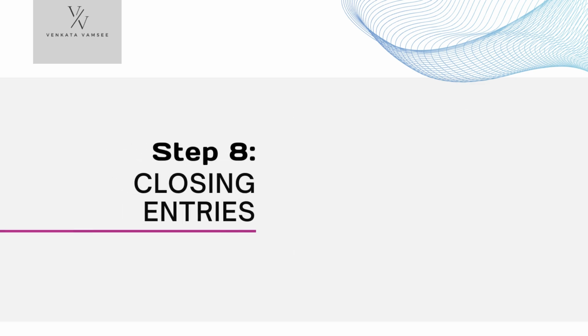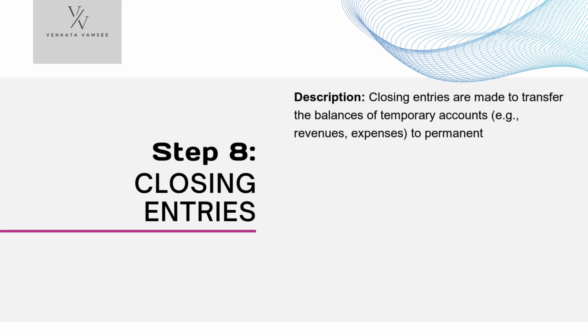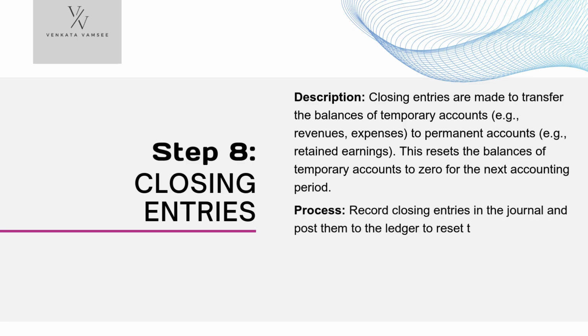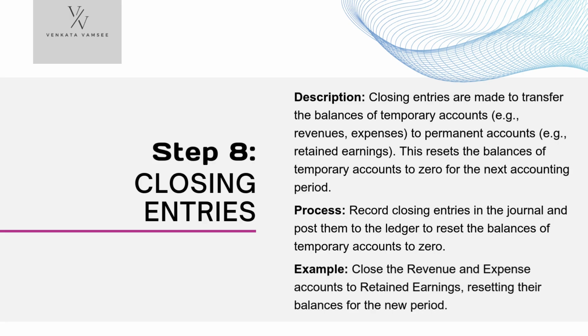Step 8. Closing entries. Description. Closing entries are made to transfer the balances of temporary accounts, e.g., revenues and expenses, to permanent accounts, e.g., retained earnings. This resets the balances of temporary accounts to zero for the next accounting period. Process: record closing entries in the journal and post them to the ledger to reset the balances of temporary accounts to zero. Example: close the revenue and expense accounts to retained earnings, resetting their balances for the new period.